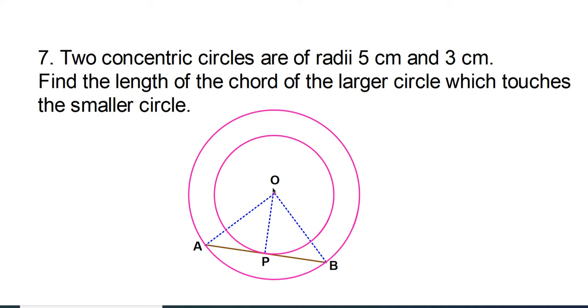You know OP is perpendicular to AB. Radius is perpendicular to tangent. So from right triangle OPA you can find out the length of AP. And one more condition, since perpendicular from the center bisects the chord AB, the length of AB is equal to 2 into length of AP because AP and PB are equal. So you can first find out the length AP, then find out the length AB.